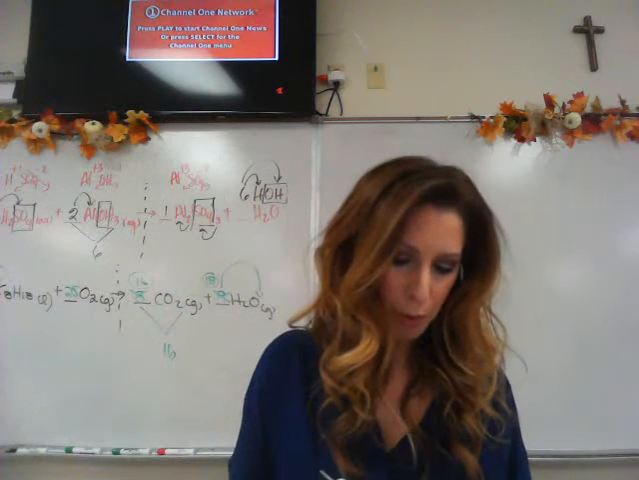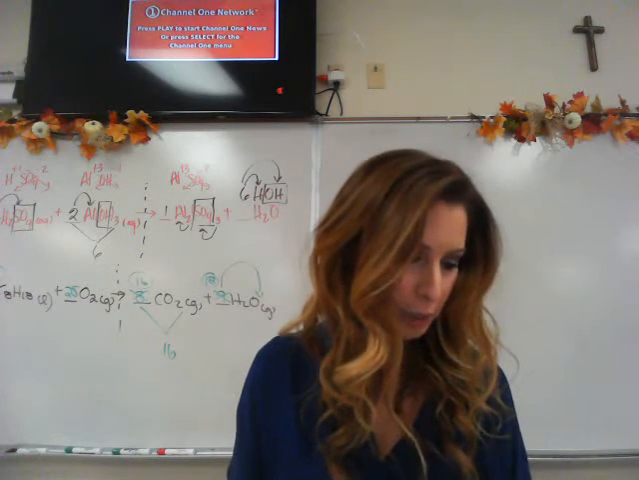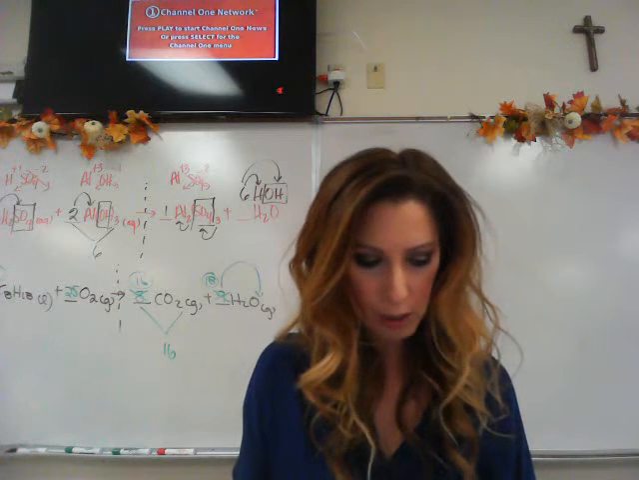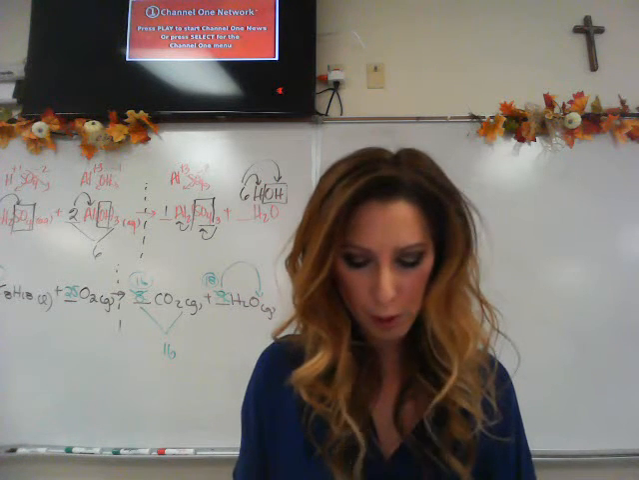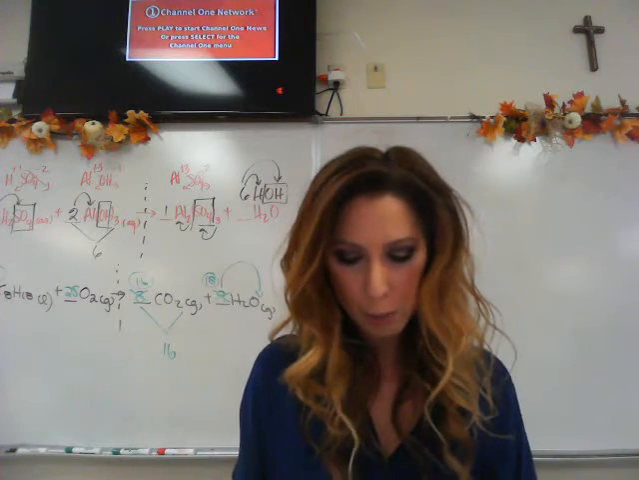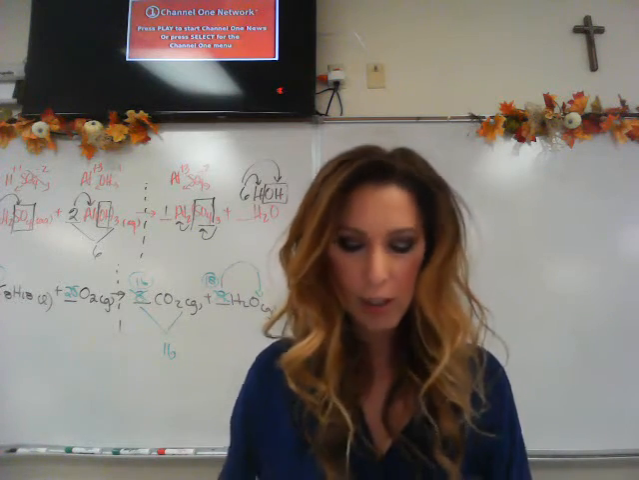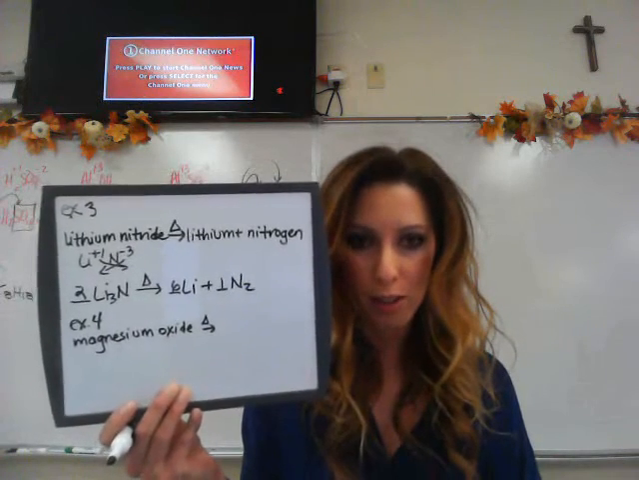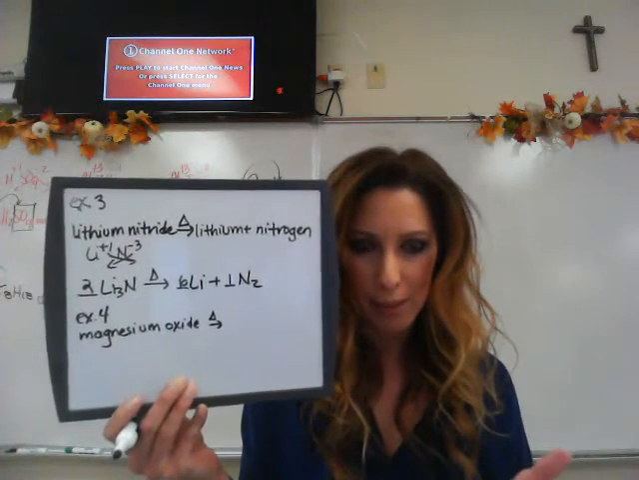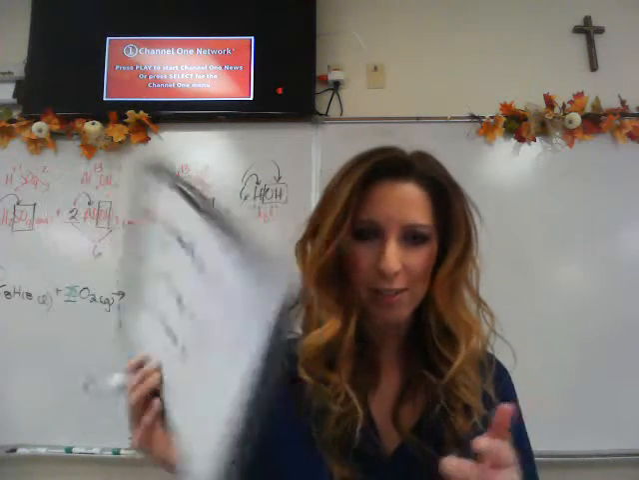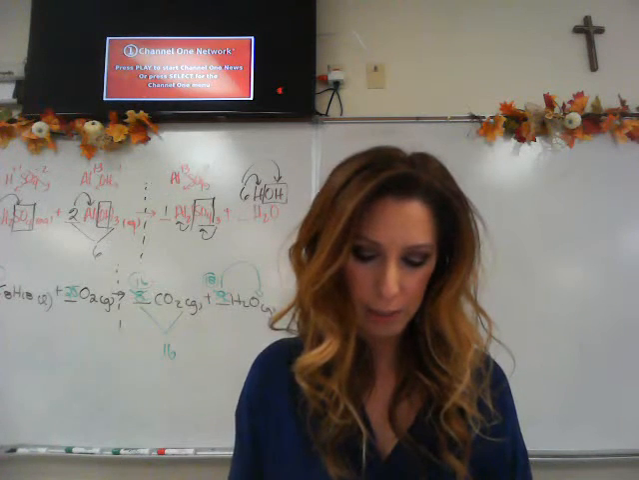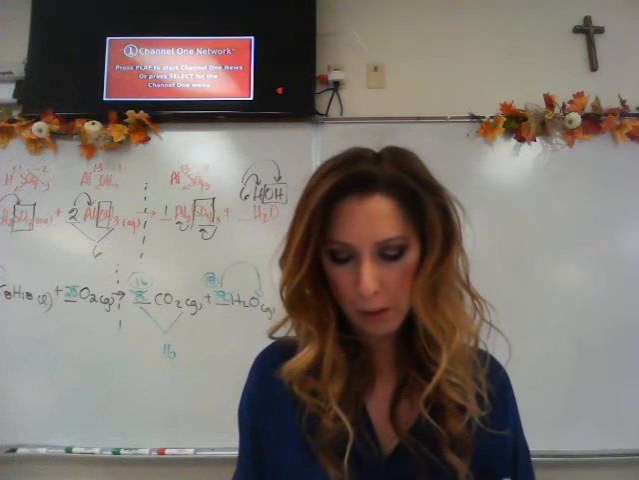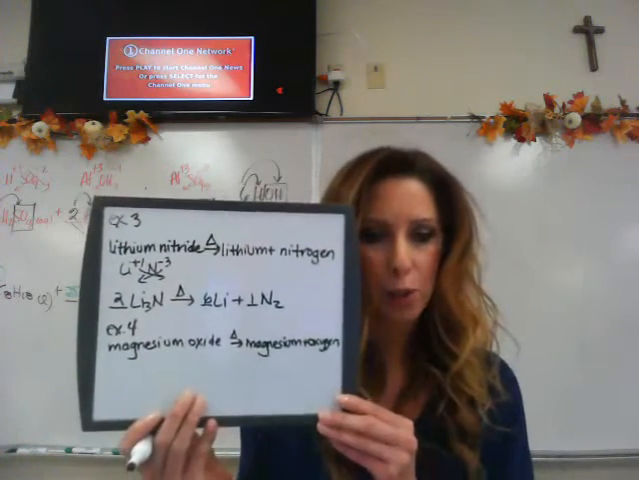The fourth example is writing a balanced chemical equation for magnesium oxide decomposing on heating. So I'm going to write this out in words first. Magnesium oxide with an arrow and a triangle above it. What two elements will be formed when magnesium oxide decomposes? Magnesium and oxygen. So we're going to write magnesium plus oxygen. Let's write the formulas.